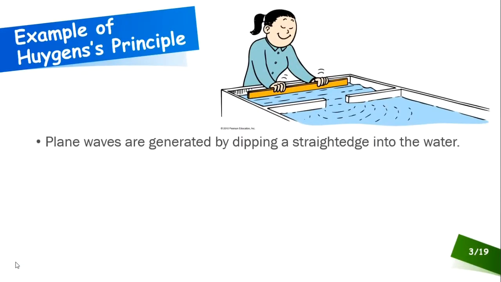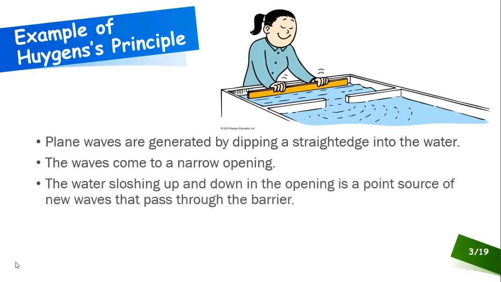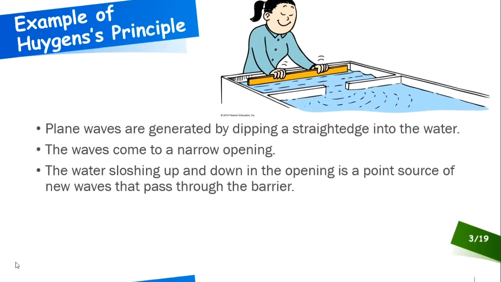The way this works is, let's say we generate plane waves by dipping a straight edge into water, and then we move the water back and forth toward a narrow opening. We've got water sloshing up and down from the straight edge, but when those wavefronts meet the opening, that opening serves as a point source for new waves that come through the barrier.